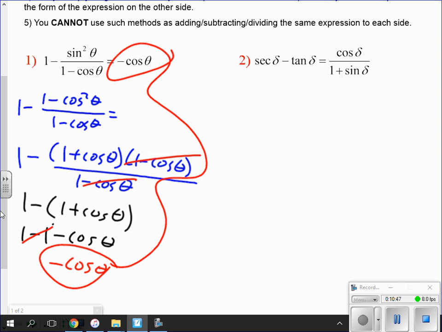So, ready to look at number 2? Any more questions on number 1? Number 2. So, this is another one. It's not pretty.